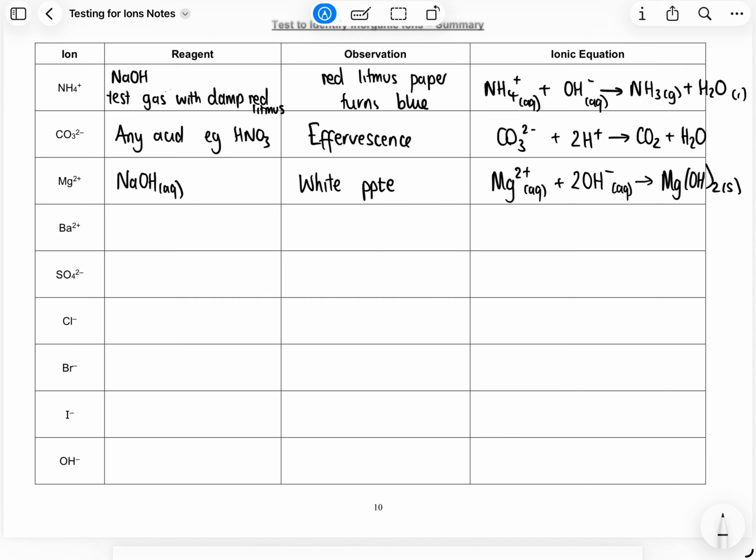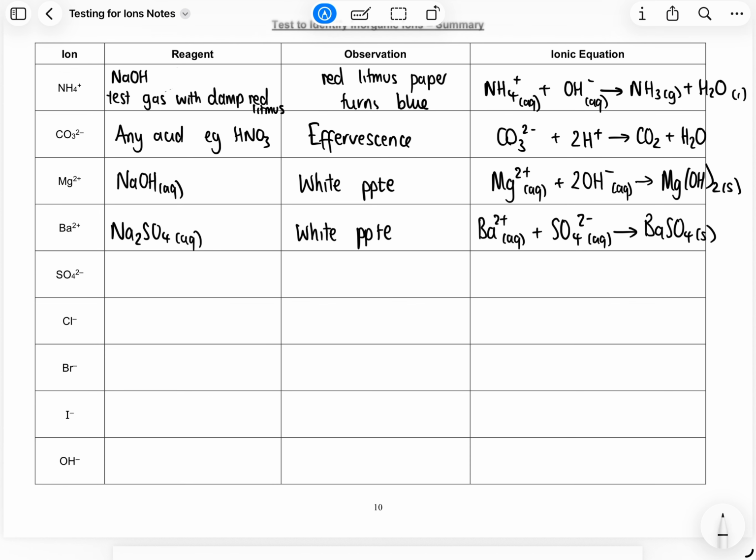We then tested for barium ions with something that contained sulfate ions, like sodium sulfate, and we saw insoluble barium sulfate, so a white precipitate. Because the barium ions are in solution, they react with the sulfate ions in solution to make insoluble barium sulfate.